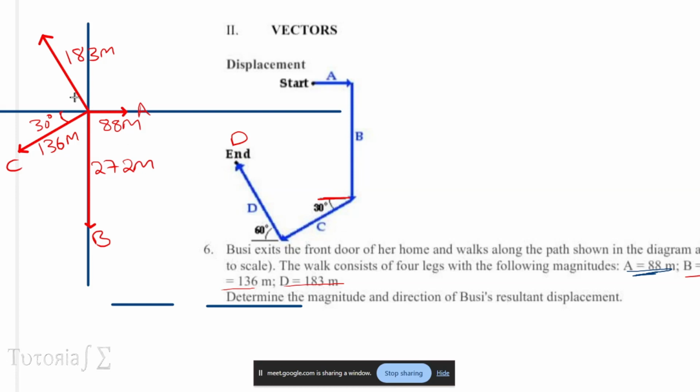60. Yes, so this is 60 degrees to the horizontal, like that. Now we need to resolve the vectors into components, just as in the previous video. So we need vectors in the x component and vectors in the y component.